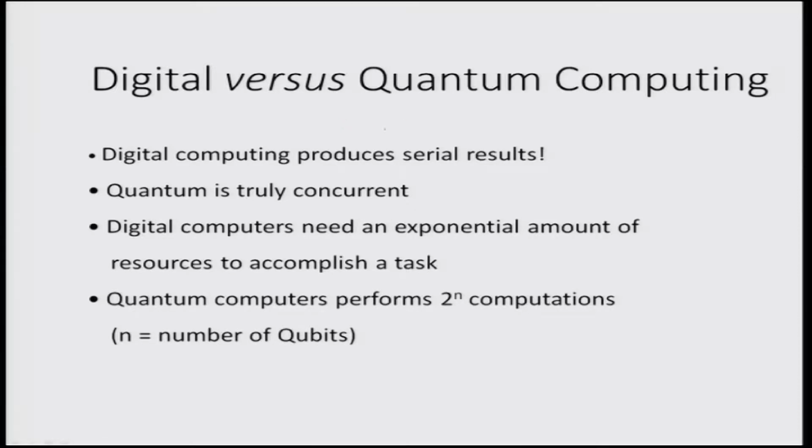What we have learnt until now is that digital computing produces serial results. On the other hand, quantum is truly concurrent or parallel. Digital computers need an exponential amount of resources to accomplish a task, which can become polynomial in the quantum sense. That is because quantum computers perform 2 to the power n computations, where n is the number of qubits. So, these are the basic advantages we have taken when we went from digital to quantum.